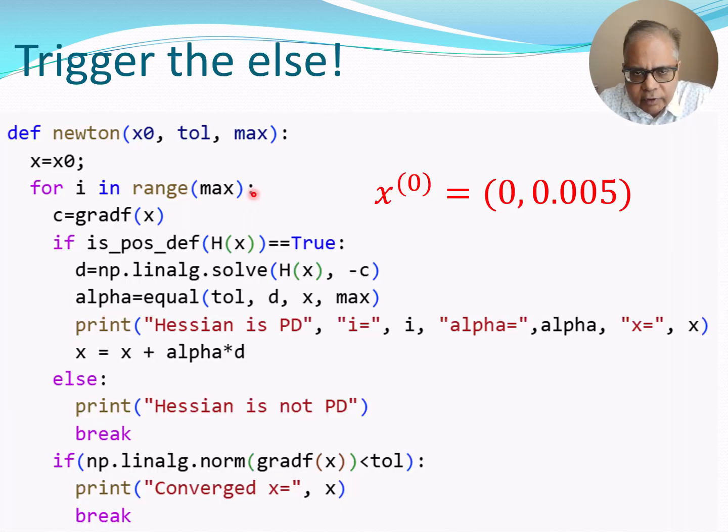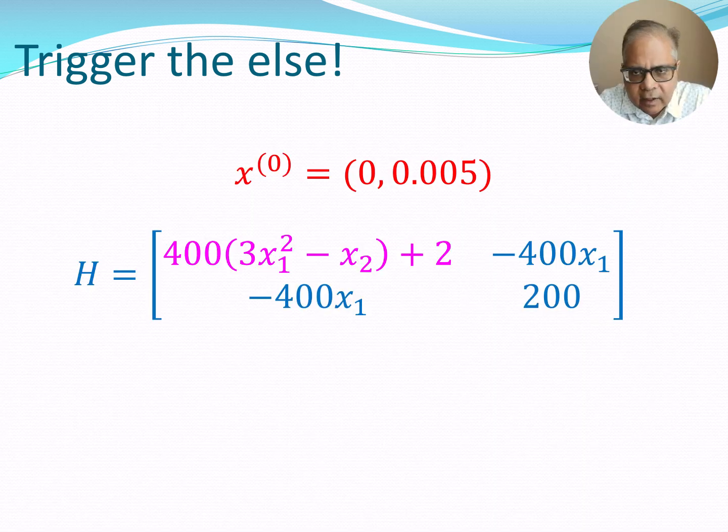Now, what we are going to do is we are going to use this starting point, and this is going to actually trigger this else part of the Newton function here, that the Hessian is not positive definite. And how I came up with this point is that I actually took this part of the H matrix and I set it equal to 0, and I basically put x1 to 0, and that led me to x2 being 0.005.